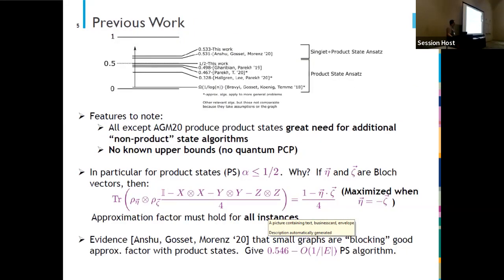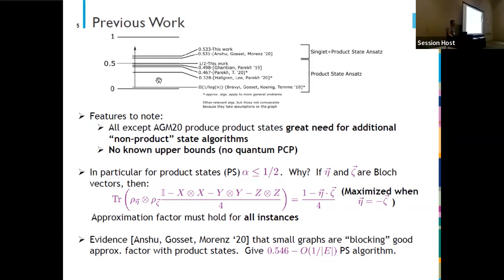So this is all the previous work on this problem. There's been a lot of pretty recent work on it. There's a few things I want you to note. One is that pretty much everything is a product state algorithm. There's only a handful that are the singlet plus product state ansatz. There's no upper bounds because we don't know any quantum version of the PCP theorem.